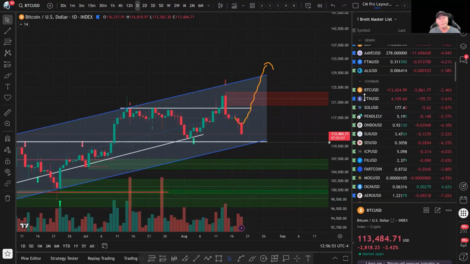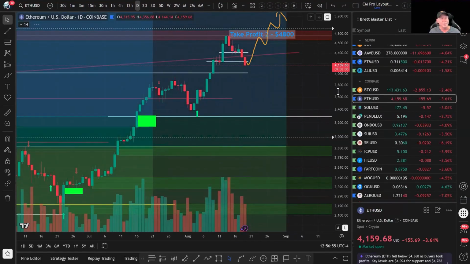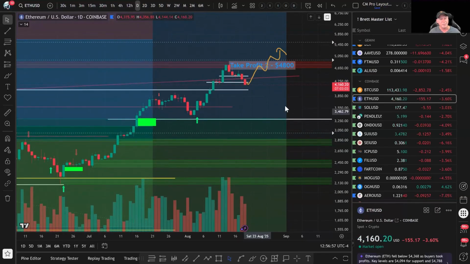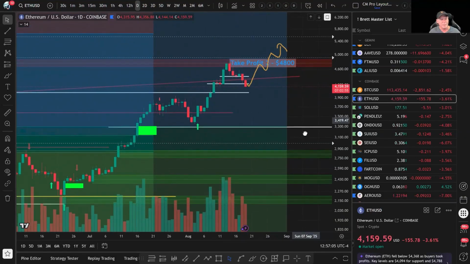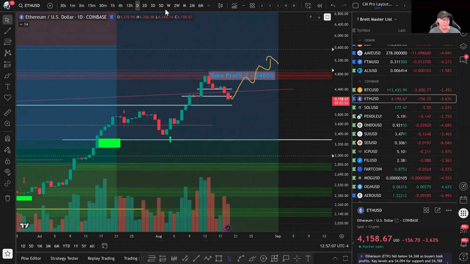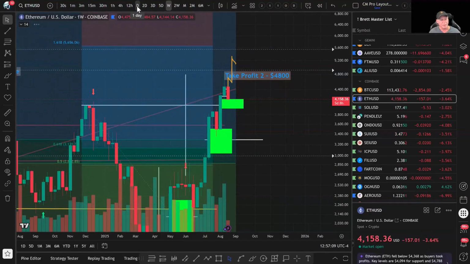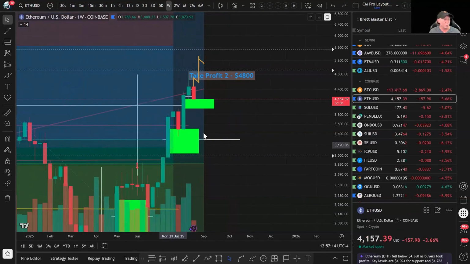We did actually nail it on Ethereum because there were two sell zones at 3,600. I suggested selling at 3,600, and then up here at 4,800. Same thing, sellers up here. So if you're brand new, use these buy-sell blocks on the daily and weekly time frames. And you can also get it a little bit more fine-tuned on the 1 hour and 4 hour.